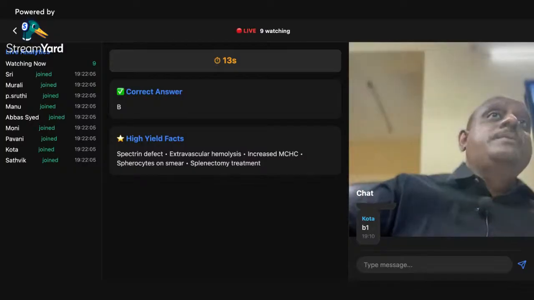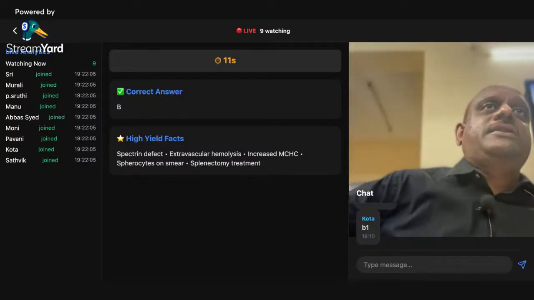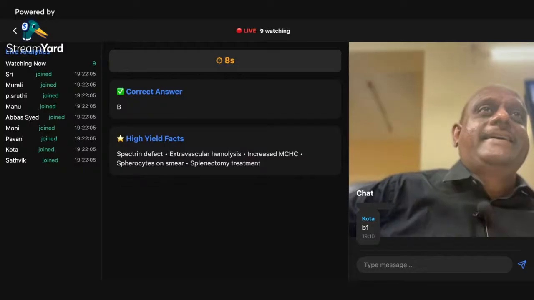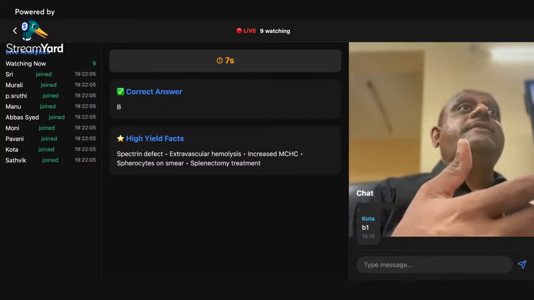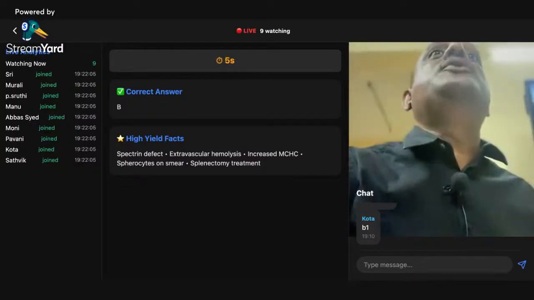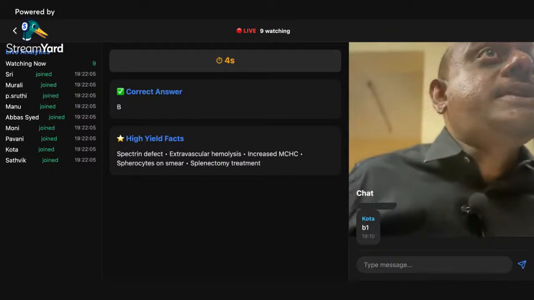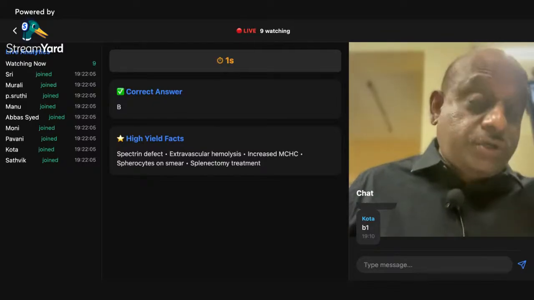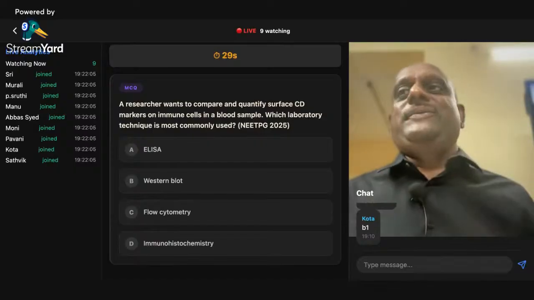How will be Coombs test in hereditary spherocytosis? Coombs test positivity is a feature of autoimmune hemolysis. Hereditary spherocytosis by rule is non-autoimmune. And the question Coombs test must be negative.